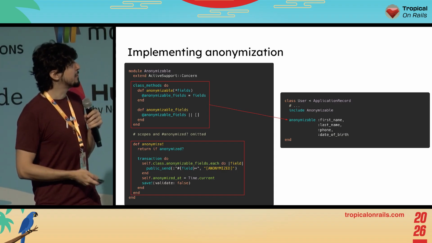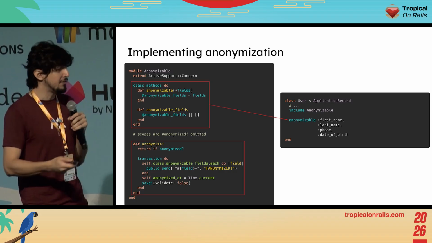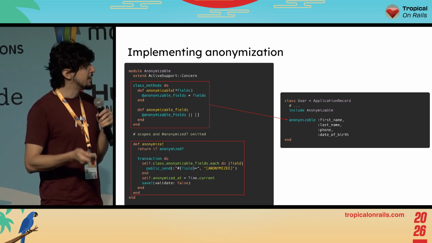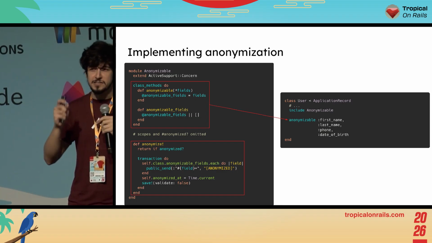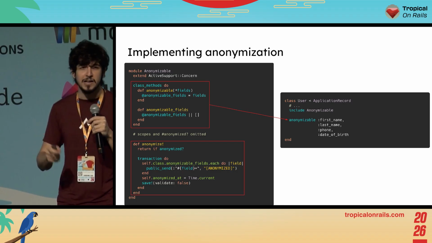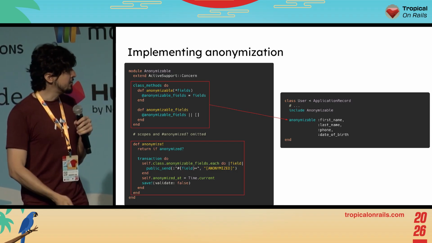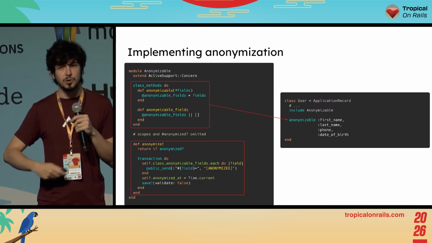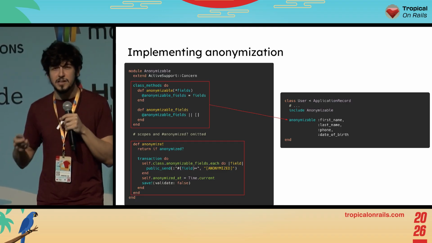So one way to implement anonymization is also creating a concern with that, very similar to the data exportable. You can create an anonymizable method, and you're going to use it in your model, and you're going to say, okay, this is all the fields that I need to anonymize once the user asks for erasure of their data. And then after doing that, you just need to call the anonymize method like we did in the previous slide, and boom, that's gone. Everything that is important, everything that is personal data is gone.